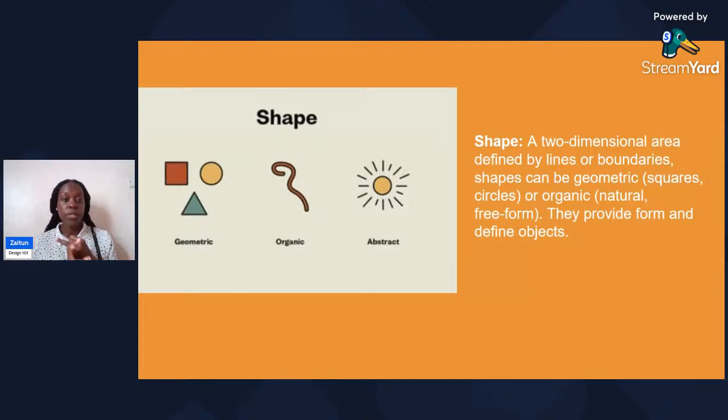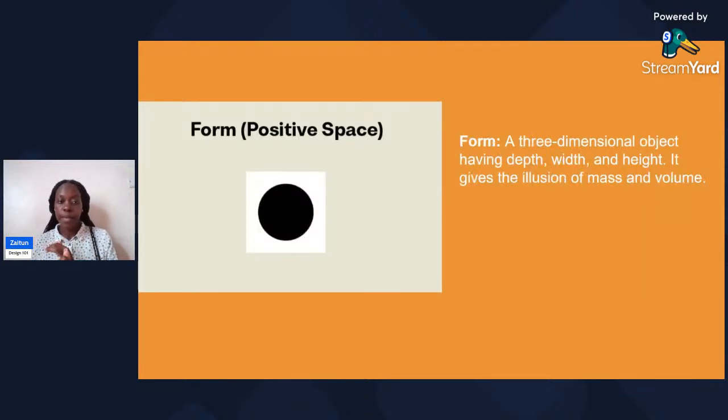So we have line so far and shape. Next, there's form. Form is a three-dimensional object having depth, with height and width. It gives the illusion of mass and volume. So form is more like if you want to create something 3D, like this example of this shape that is here in our visual representation.